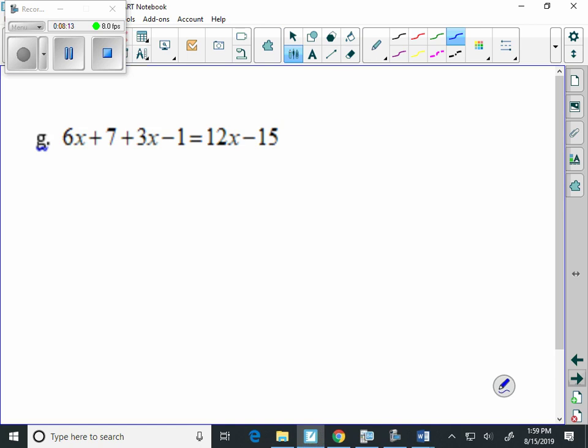Letter G. Still watch out for combining like terms. And we have two sets of like terms over here on the left side. We've got the 6x plus 3x, which is 9x. 7 minus 1, which is 6. And then we have the 12x times the 15.